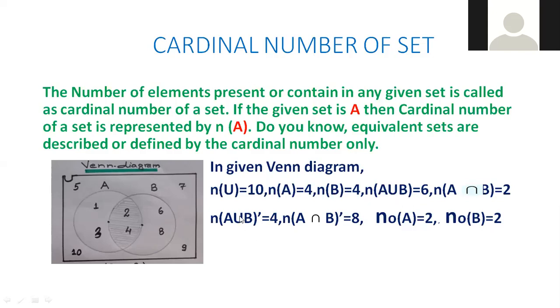Now similarly, look here. A union B complement means what? A union B complement means except 1, 2, 3, 4, 6, 8, except this A and B. How many elements are there outside? 4: 1, 5, 7, 9, 10. These are the elements of A union B complement.